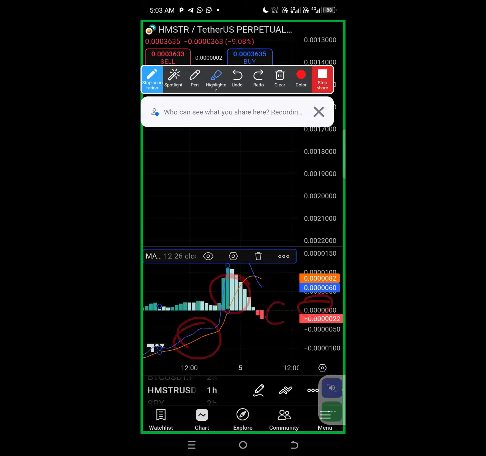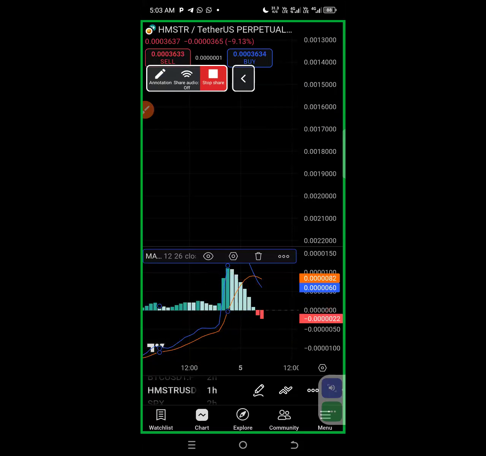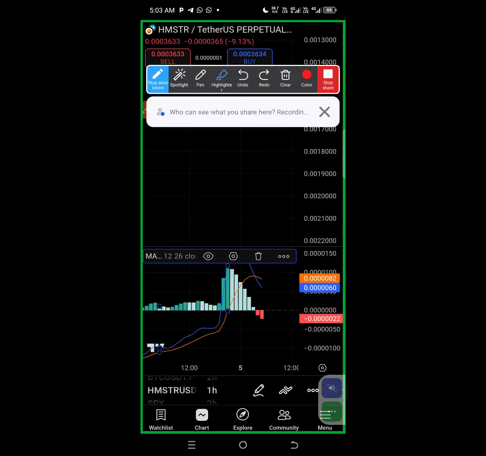These two lines, and then this, as well as what we call the zero line. So this is the MACD histogram, and this is the MACD line, as well as the MACD signal line. So let's look at the settings. Let's first click on settings. So this is our settings.